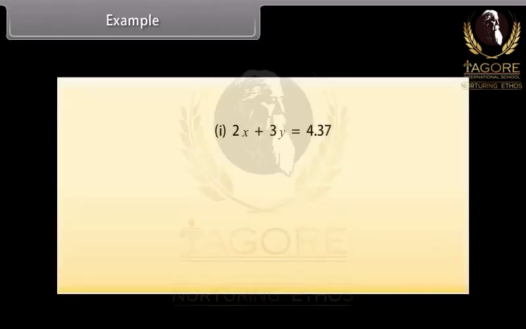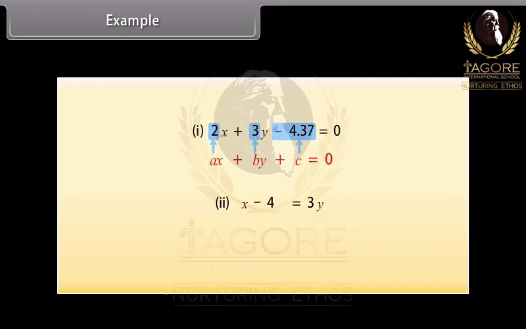Example. Let's now write these equations in the form ax plus by plus c is equal to 0. The first equation can be written as 2x plus 3y minus 4.37 is equal to 0. Here a is equal to 2, b is equal to 3 and c is equal to minus 4.37. The second equation can be written as x minus 3y minus 4 is equal to 0. Here a is equal to 1, b is equal to minus 3 and c is equal to minus 4.